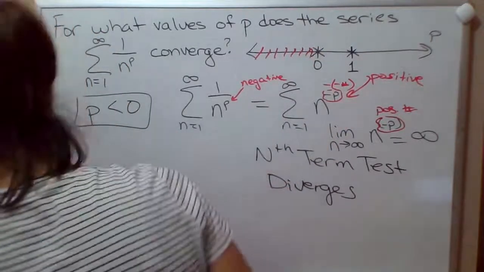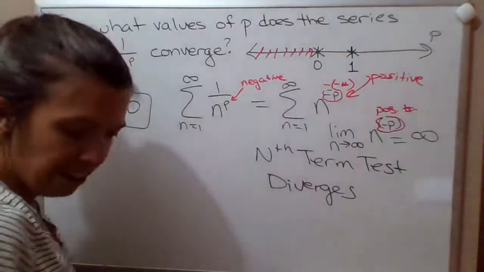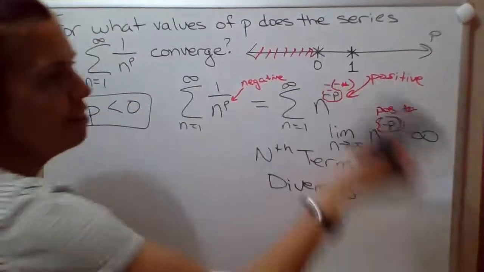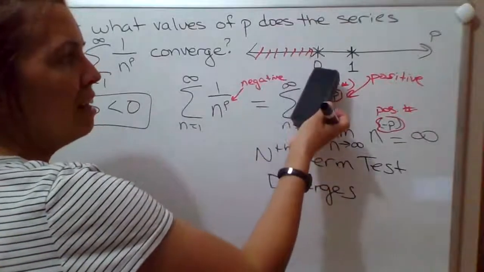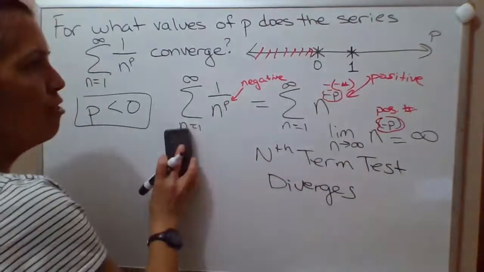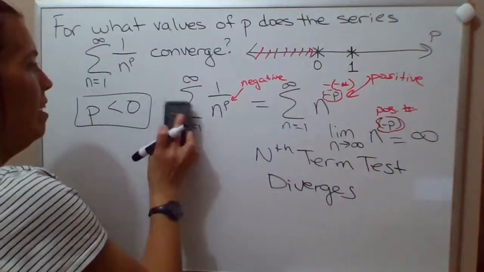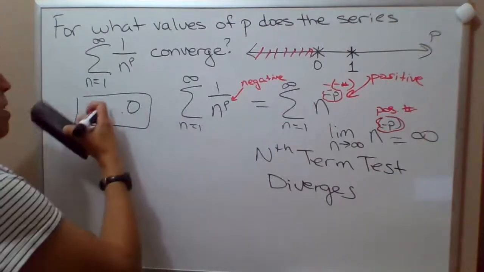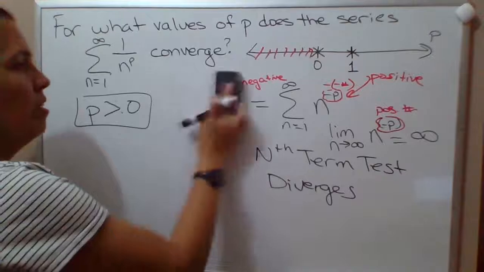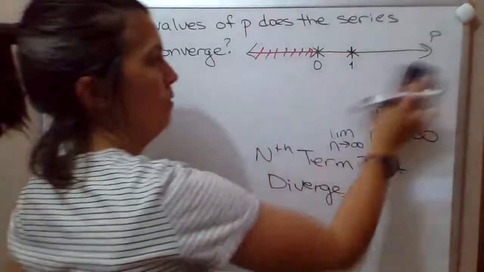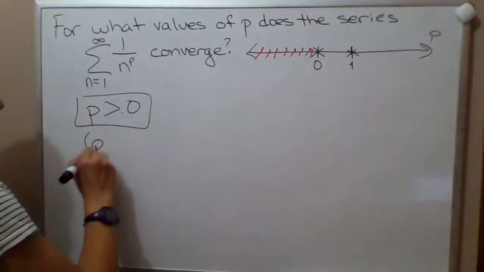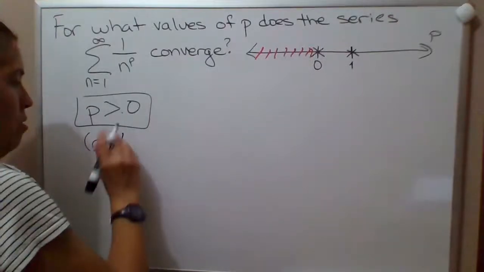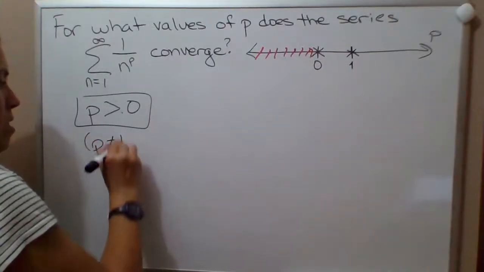So now we can consider strictly positive values of P. And so now you're starting to wonder, well, does it converge anywhere? We know it diverges for all P less than or equal to 0. It diverges when P is equal to 1. So now let's consider P is greater than 0 and P not equal to 1.